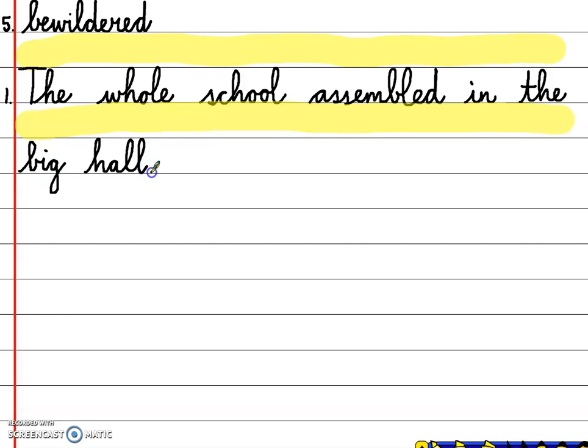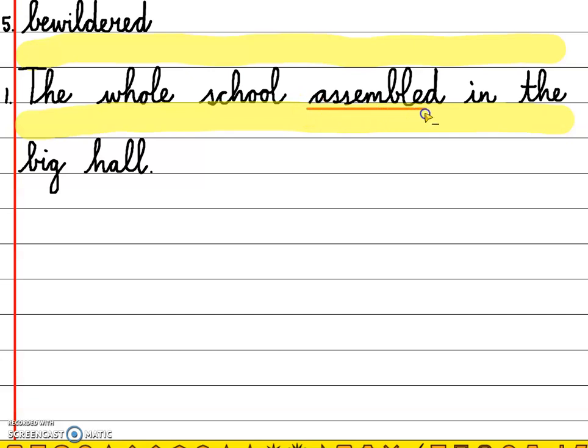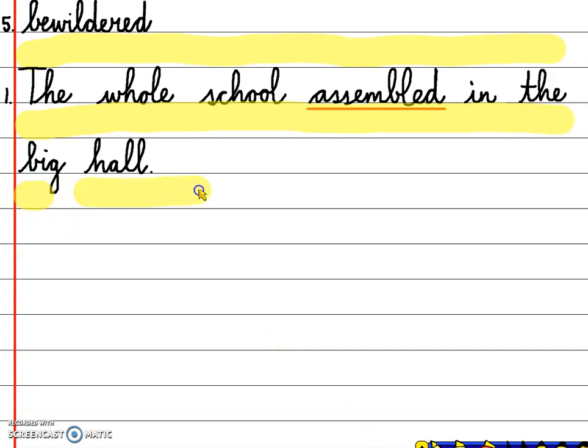Okay, so once you've written your sentence, then you can get a red color, or it can be a pen if you do it neatly, and underline the word assembled. So whatever the word is in the sentence, that's the one you have to underline. And then when you've done that, you're just going to skip your line, just like we do in school, for all of our writing, to keep it so neat.